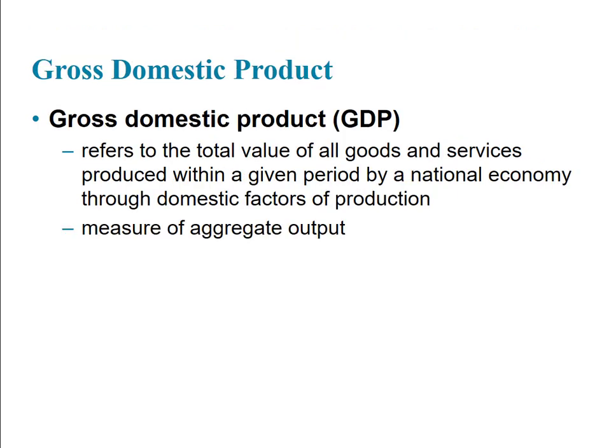Now, a term that's important to define here is gross domestic product, or GDP. This is the total value of all goods and services produced within a given period through domestic factors of production. GDP is a measurement of aggregate output. If our gross domestic product is going up, aggregate output is going up. If aggregate output is going up, the nation is experiencing a period of economic growth. The gross national product, the GNP, refers to the total value of all goods and services provided by a national economy within a given period, regardless of where the factors of production are located. So we have our gross domestic product, GDP, and as a nation, we have our gross national product, GNP.